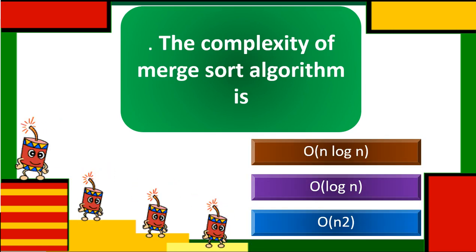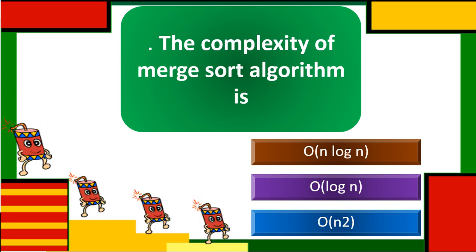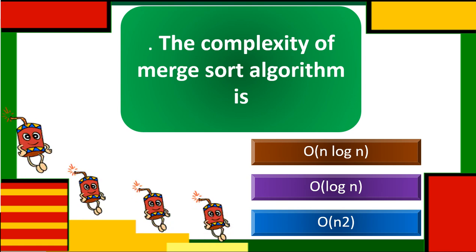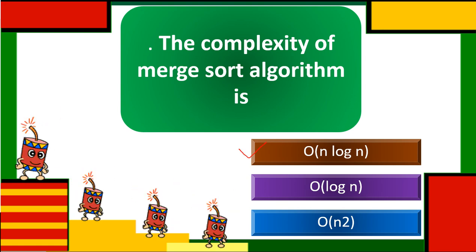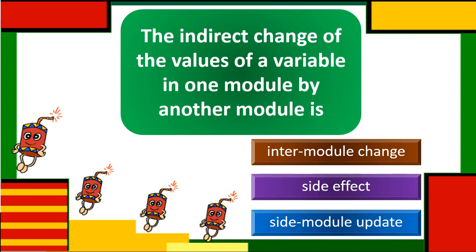So let's see the next question. The complexity of merge sort algorithm is: order of n log n, order of log n, order of n square. The complexity of merge sort algorithm is order of n log n. This is the correct answer.